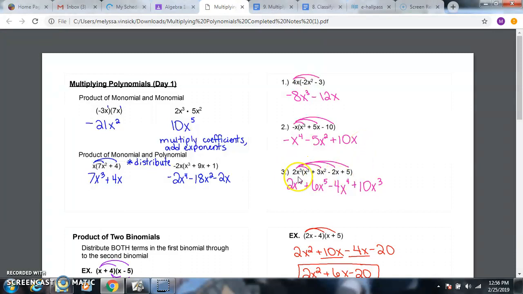Here I have a monomial of 2x to the third times a polynomial. You have 4 terms here, but it's the same process. This monomial has to get distributed to every single one of these terms. So you end up with 2x to the sixth plus 6x to the fifth minus 4x to the fourth and then plus 10x to the third.